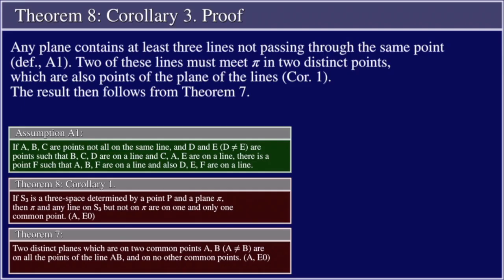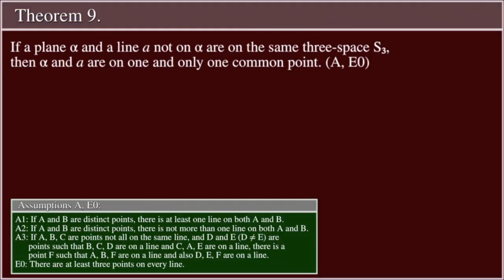Proof: any plane contains at least 3 lines not passing through the same point, by definition and assumption A1. 2 of these lines must meet pi in 2 distinct points, which are also points of the plane of the lines by corollary 1. The result then follows from Theorem 7. Theorem 9. If a plane alpha and a line A are not on alpha, are on the same three space S3, then alpha and A are on one and only one common point by assumptions A and E0.